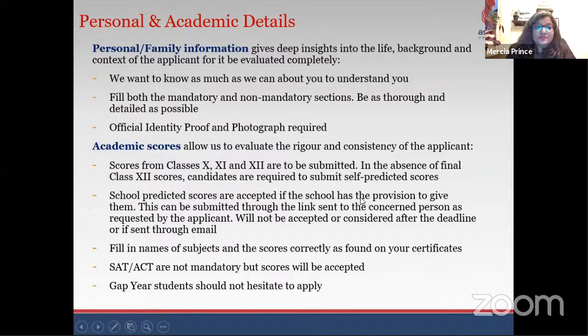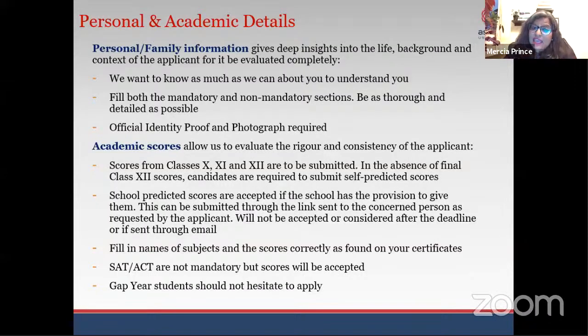Okay, so moving forward, I want to talk on this slide a little bit about the personal and family information and then the academic scores. The personal and family information really gives us insights into the life, background, and context of the applicant for it to be evaluated completely. So there would be small sections asking, what does your parent or guardian do? Or, how many siblings do you have? It gives us an understanding of who you are and what the circumstances are in your background as we evaluate the application form.